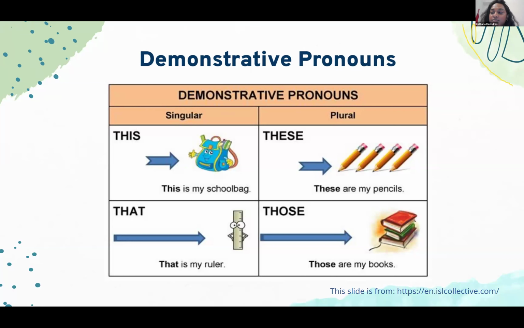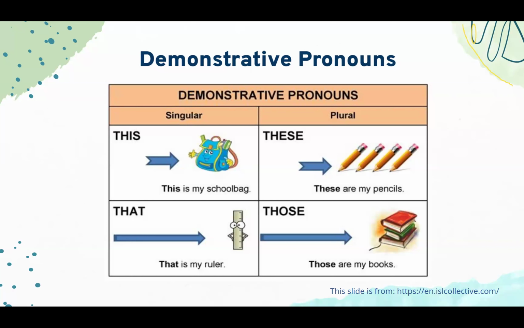Anyone else? Anyone else want to try using? This is my pen. Okay, very good. Why don't you try using these? What will you use these for? Give me an example. These are my pencils. Very good. Okay, you want to try using another word? That is my ruler. Okay, but do you want to try using these are my something else? Don't say pencils. These are my books. Very good. These are my books. So you say that when your books are near you, okay?